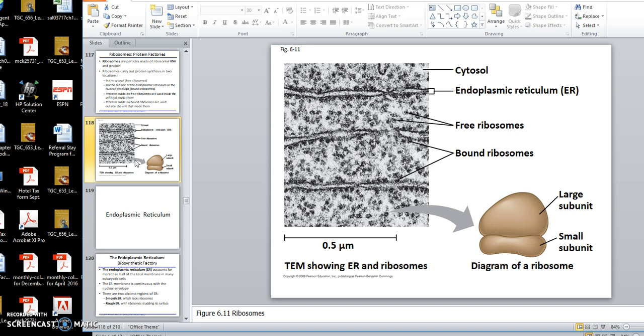Now, if something is made on a floating ribosome, the protein product is used inside the cell. If it's made on a fixed ribosome, fixed to the endoplasmic reticulum, the product is used either in the cell membrane or exported from the cell, exocytosis.